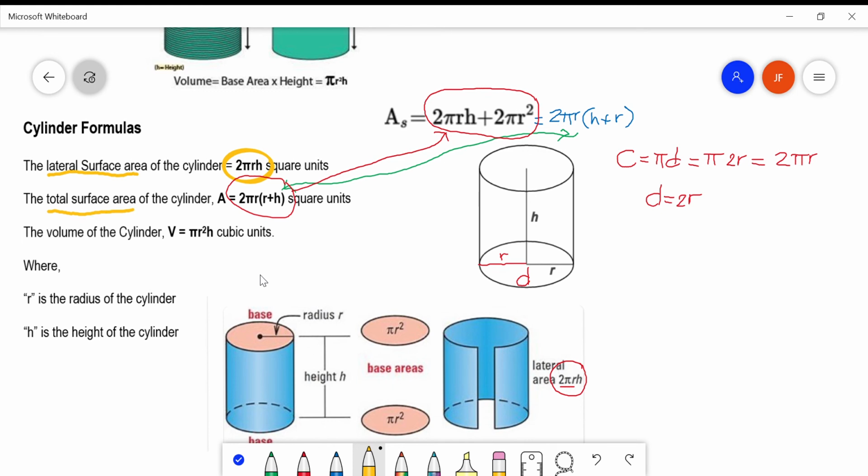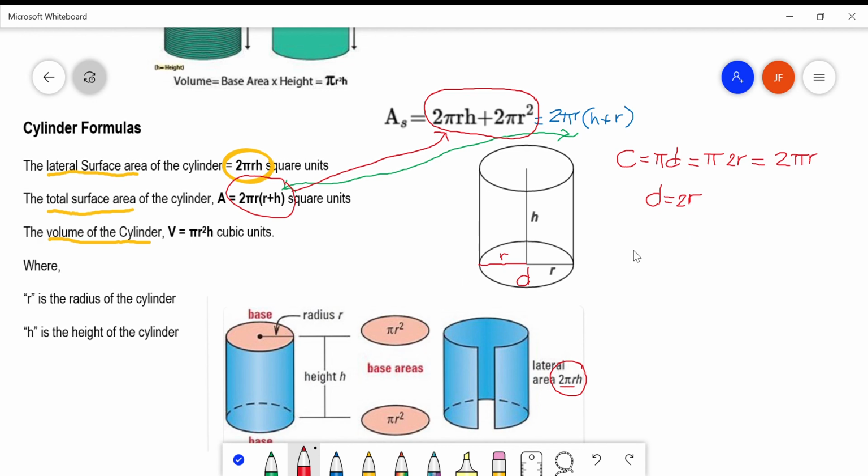Now let's proceed to the volume of the cylinder. Okay, the volume of the cylinder is the area of the base, one of the bases, times the height. So simply, that's the volume that constitutes the volume of the cylinder. So pi r square times height. But one question here that needs to be answered is, where did we get pi r square?